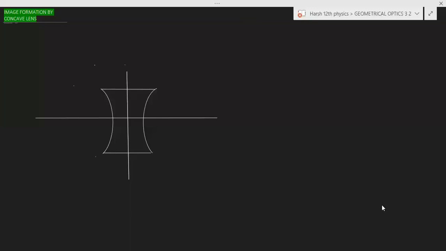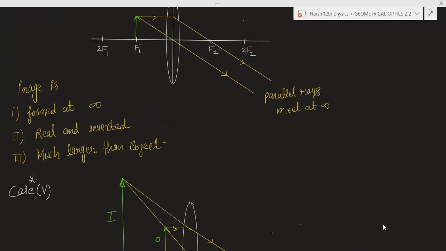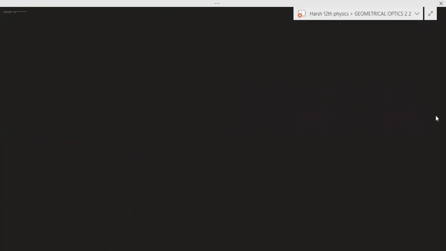So we will discuss the simple microscope one by one, and after that we will discuss the compound microscope. Not a very hard topic. This is a very simple topic today.